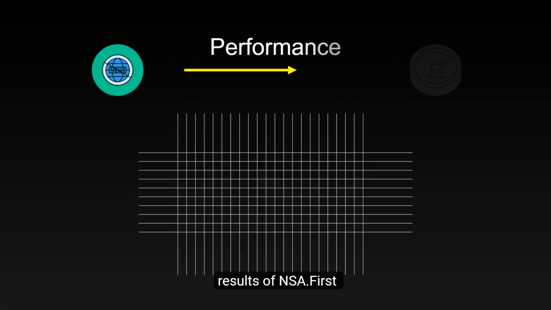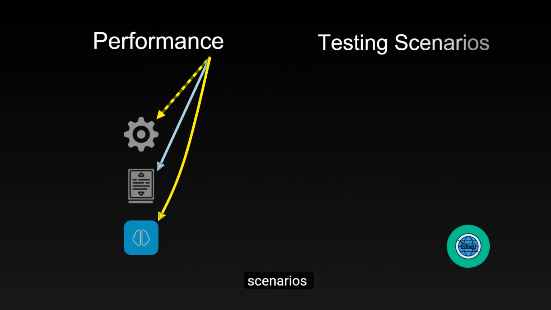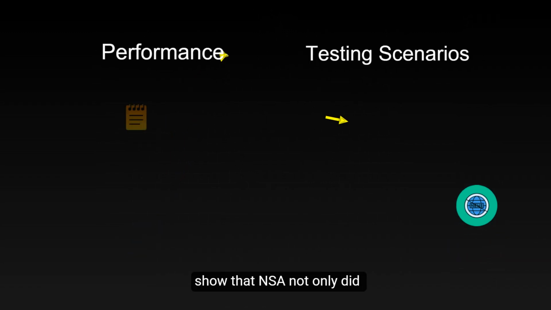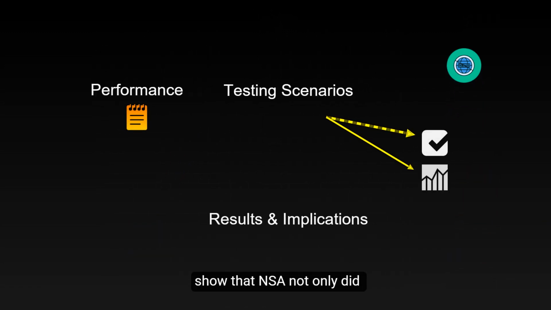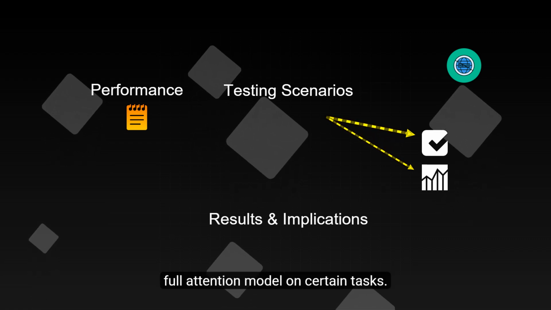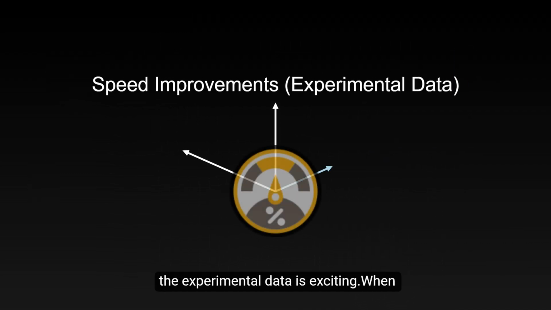First, in terms of performance, researchers conducted tests in multiple scenarios, including general benchmarks, long text tasks, and reasoning evaluations. The results show that NSA not only did not lose model performance, but even performed better than the full attention model on certain tasks. In terms of speed improvement, the experimental data is exciting.